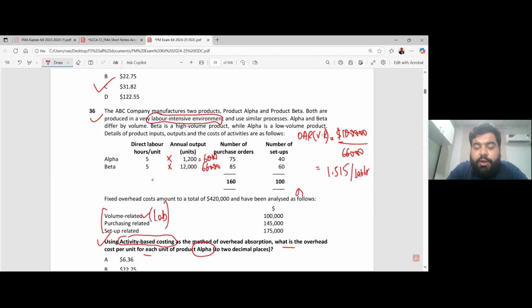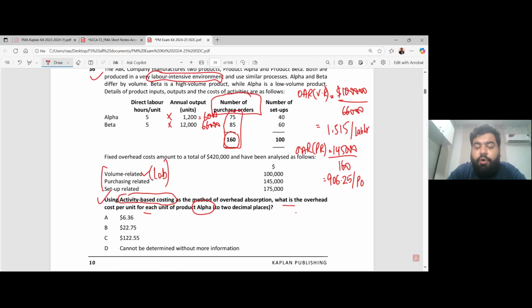Okay, now the second OAR will be purchase related, PR, purchase related, 145,000 divided by the cost driver. Purchase related means it depends on the number of purchase orders, as given here. And if you see, they have given you the total number of purchase orders, not the purchase orders per batch or per setup. No, complete. So we'll use this base, 160. So 145,000 divided by 160 will be 906.25 per purchase order.